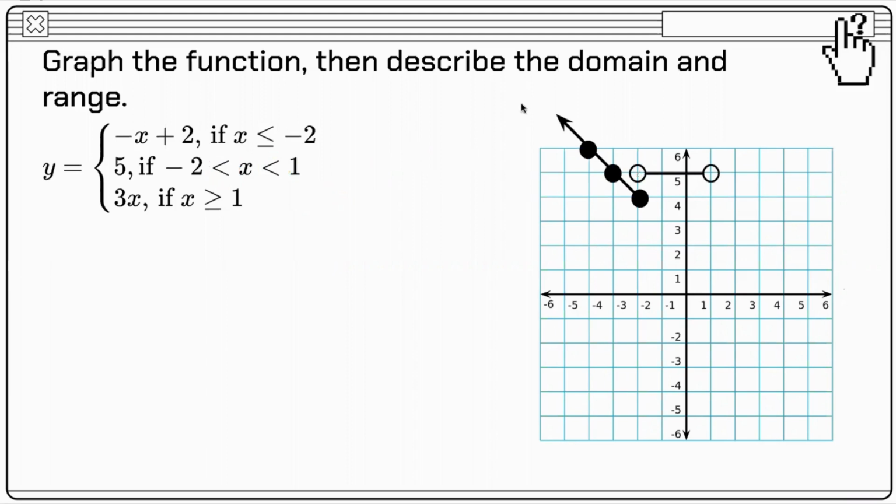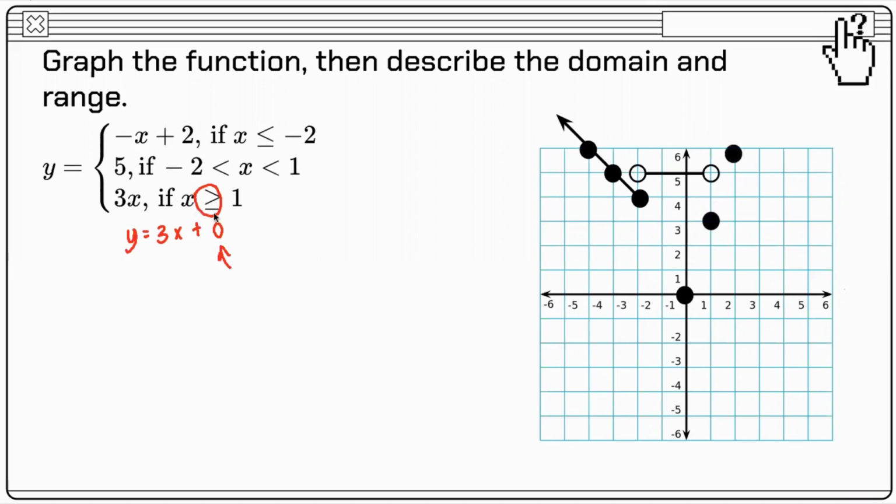And now finally, for our last linear equation, we have y equals 3x if x is greater than or equal to 1. First, I'm going to graph my linear equation. Since there's no y-intercept stated, we know that it's going to be 0. Looking at our inequality symbol, it's greater than or equal to, so plot a closed circle at 0. From there, we can use slope. So I'm going to go up 3 units over 1 unit to the right, then up 3 units and over 1 unit to the right.